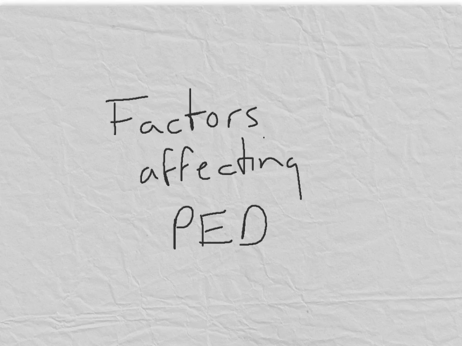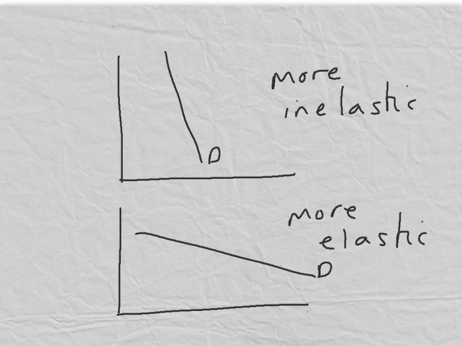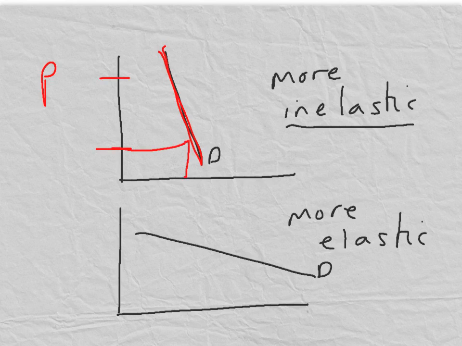This is a presentation on the factors affecting the price elasticity of demand. Some goods are, generally speaking, more inelastic than others. They have a demand curve which is much steeper. For example, like this one. Here, the price can change a lot and quantity does not change very much at all. So this is what we mean by an inelastic demand curve.